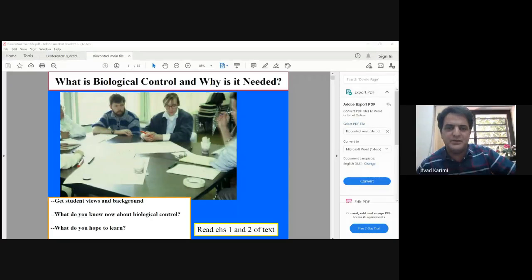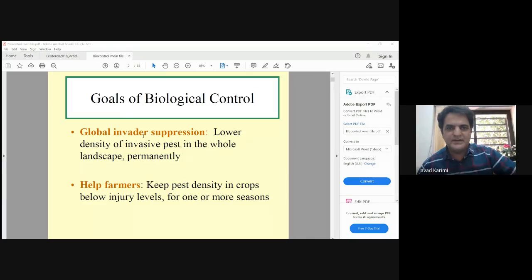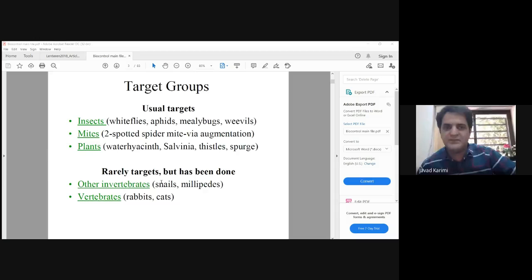There are two types of biological control. Applied biological control means humans use the biocontrol agent, and the second type is natural biocontrol, which happens in the environment without any involvement of humans. There are several reasons for biological control, mainly because of global invasion of pests. We have many challenges with invasive pests in the world, mainly in the recent decade, and with different types of pests targeted by biological control, which will be our major topic in this seminar: mainly whitefly, aphid, mealybug, and weevil, and other groups of insects.